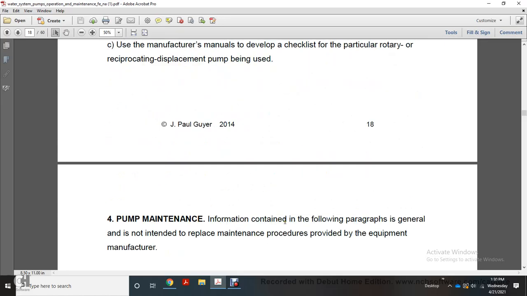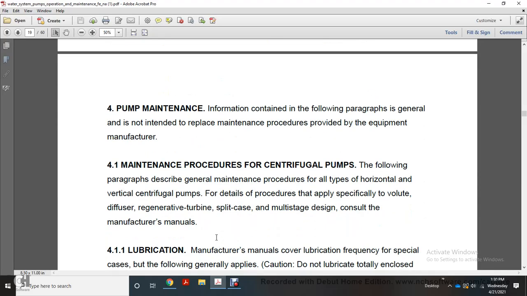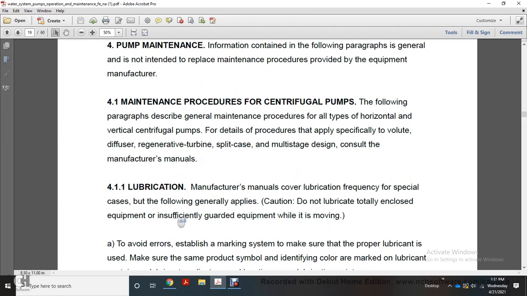4. Pump maintenance. The information contained in the following paragraphs is generally not intended to replace the maintenance procedure provided by the equipment manufacturer. Maintenance procedure for the centrifugal pump. The following paragraphs describe the general maintenance procedure. For all types of horizontal and vertical centrifugal pumps, for a detailed procedure for the pilot, specifically the volute, diffuser, regenerative turbine, split case, and multi-stage designs, consult the manufacturer's manuals.